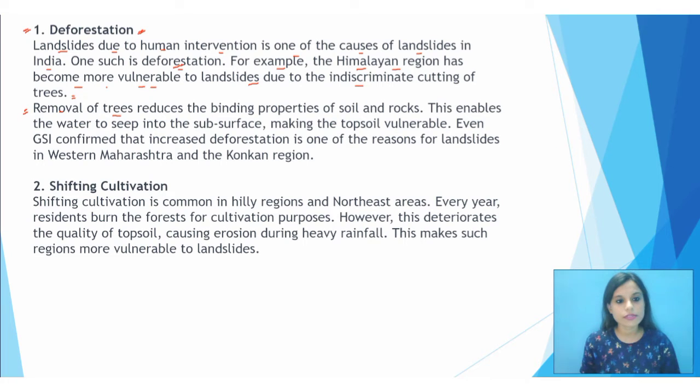Removal of trees reduces the binding properties of soil and rocks. About this you have already studied in soil chapters or rock chapters. Why does soil erosion happen? So from here you can talk about deforestation, about soil erosion, and thus leading to landslides. This enables the water to seep into the subsurface, making the topsoil vulnerable. So topsoil is becoming weak.